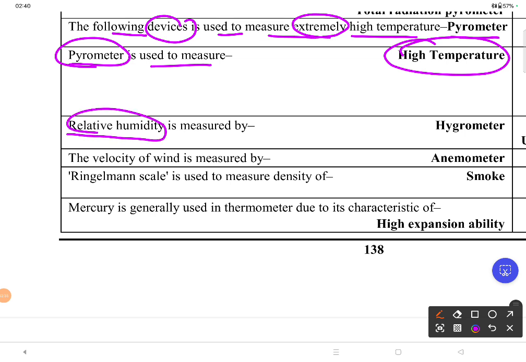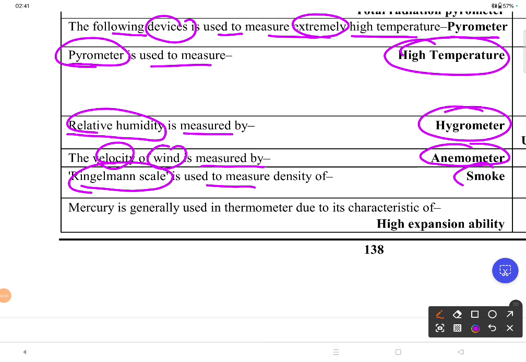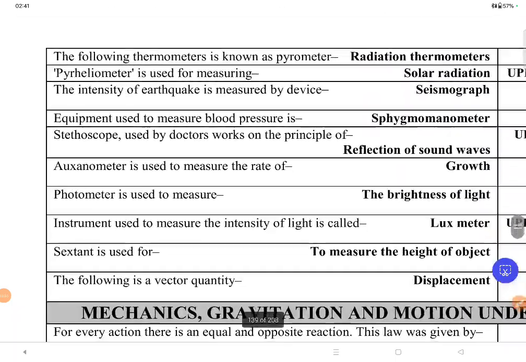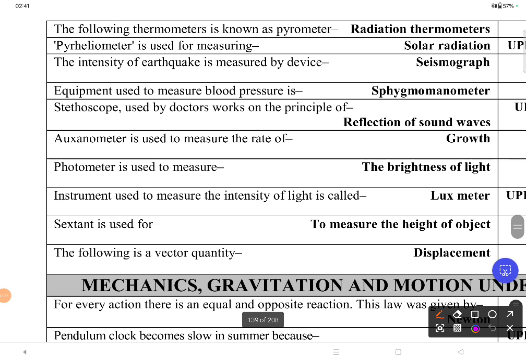Relative humidity is measured by a hygrometer. The velocity of wind is measured by an anemometer. Ringelmann scale is used to measure the density of smoke. Mercury is generally used in thermometers due to its characteristic of high expansion ability. The following thermometers are known as pyrometers: radiation thermometers.